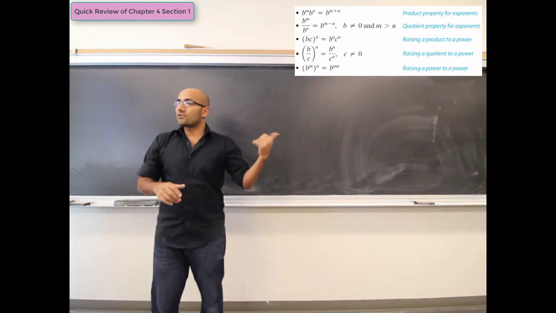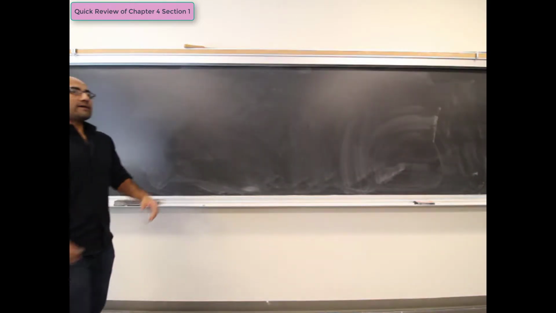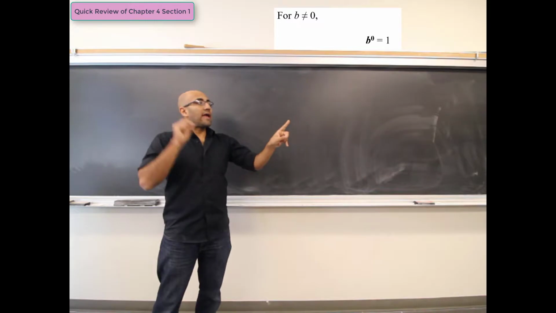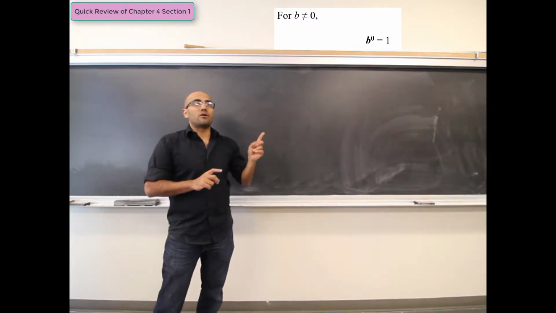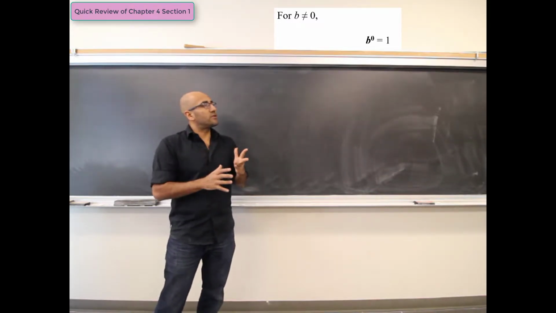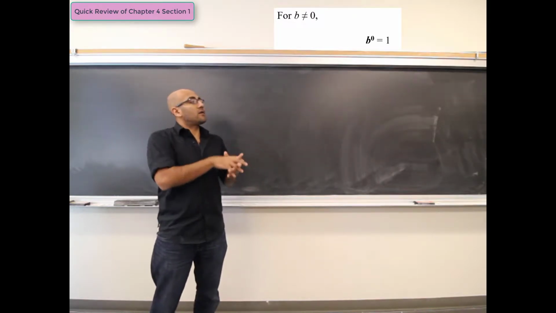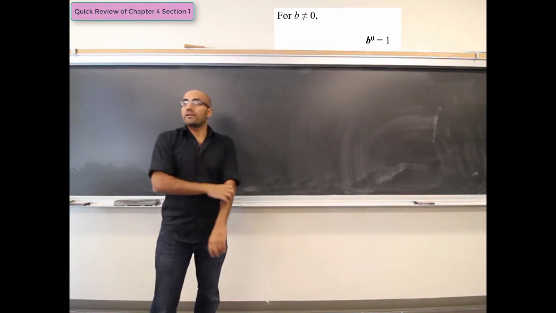And then we also ran into some situations. This, right? b to the 0th power is always equal to 1 for any value of b except 0. So 0 to the 0 is just something we don't deal with in this class. But other than 0, anything else raised to the power of 0 is always a 1.